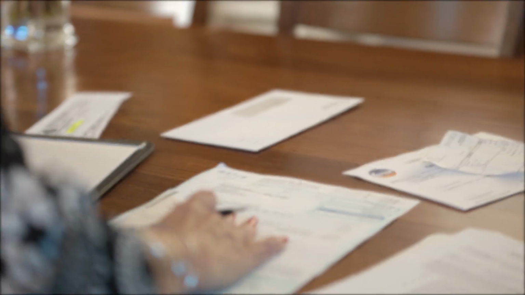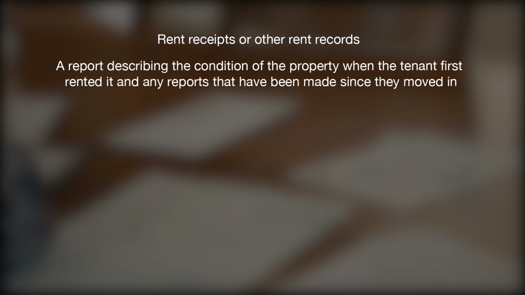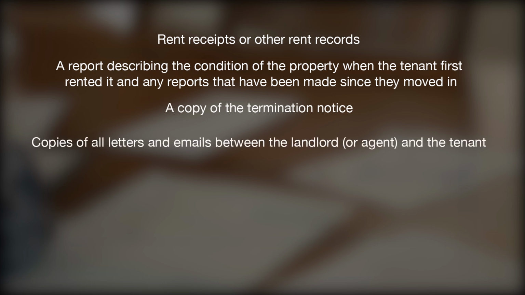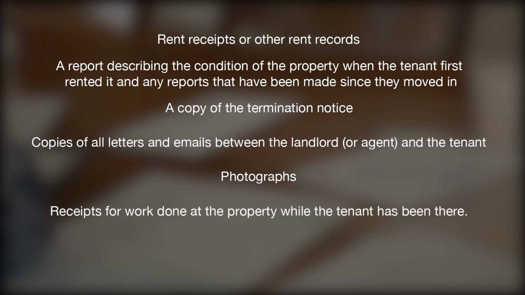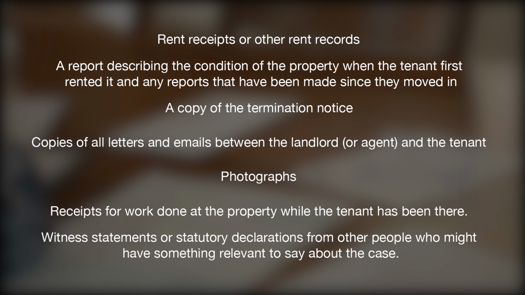In a tenancy dispute, this evidence might include rent receipts or other rent records, a report describing the condition of the property when the tenant first rented it, and any reports that may have been made since they moved in, a copy of the termination notice, copies of all letters and emails between the landlord or agent and the tenant, photographs, receipts for work done at the property while the tenant has been there, and witness statements or statutory declarations from other people who might have something relevant to say about the case.